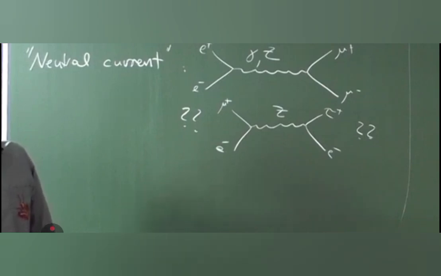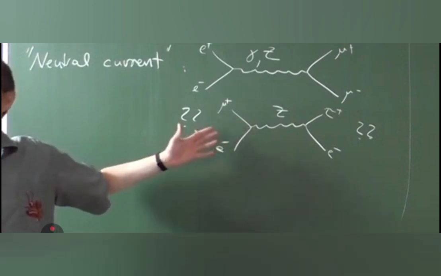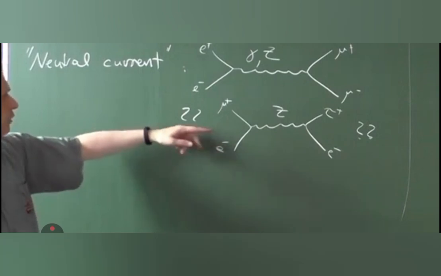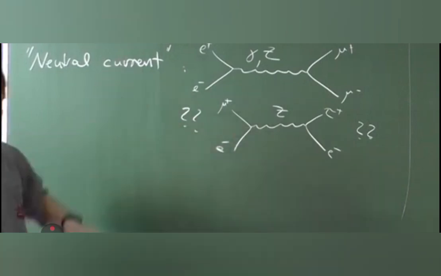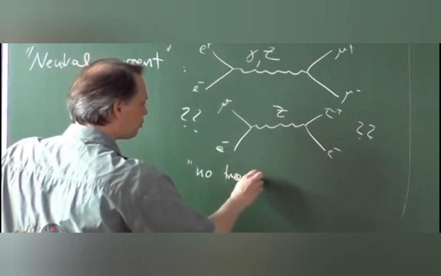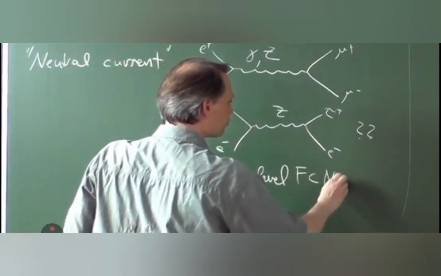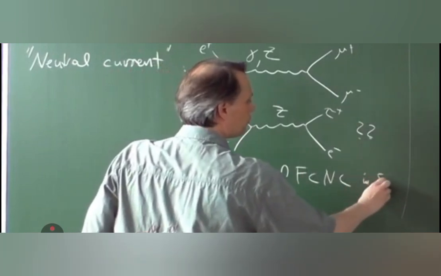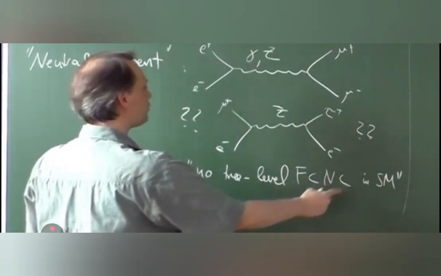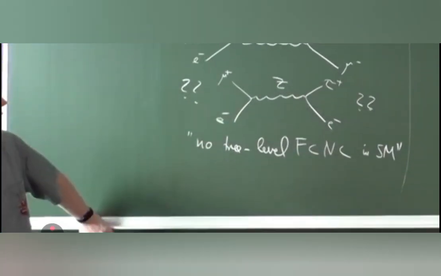So the answer is no. This Feynman diagram does not exist in the standard model, and that is again one of the miracles of the standard model, that we automatically have no flavor changing neutral currents: no tree-level flavor changing neutral currents in the standard model. So this stands for flavor changing neutral currents, and that would be such a flavor changing neutral current. That doesn't exist.